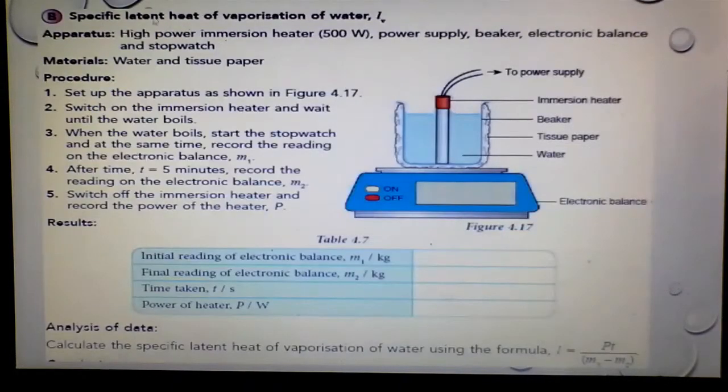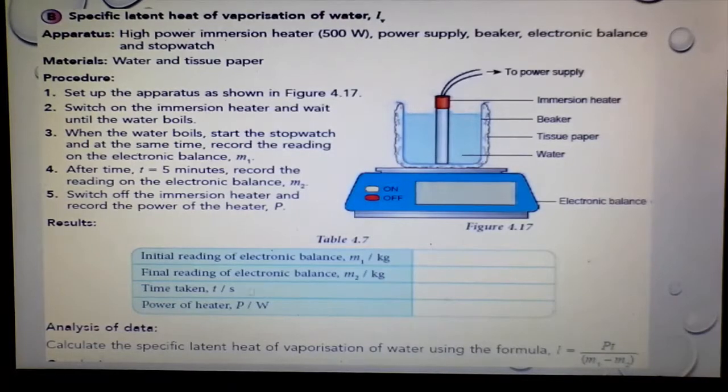Part B, specific latent heat of vaporization of water, Lv. Apparatus: high power immersion heater, 500 watt, power supply, beaker, electronic balance and stopwatch, water and tissue paper. Procedure: set up the apparatus as shown. Switch on the immersion heater and wait until the water boils. When the water boils, start the stopwatch. At the same time, record the reading on the electronic balance M1. After T equals 5 minutes, record the reading of the electronic balance M2. Switch off the immersion heater and record the power of the heater P.